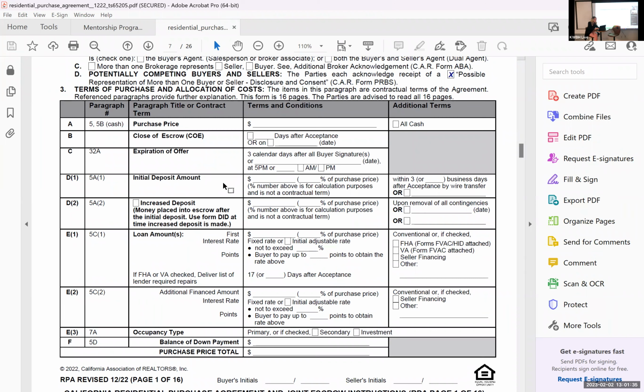Oh, right. Initial deposit amount. This is probably one of the most important contingencies within our contract, and it's unique because it is the only contingency that is based on business days. All right, so it is standard for a buyer to deliver their initial money deposit to escrow within 3 business days of acceptance. All right, if your buyer fails to deliver this money, technically there's this gray area here.